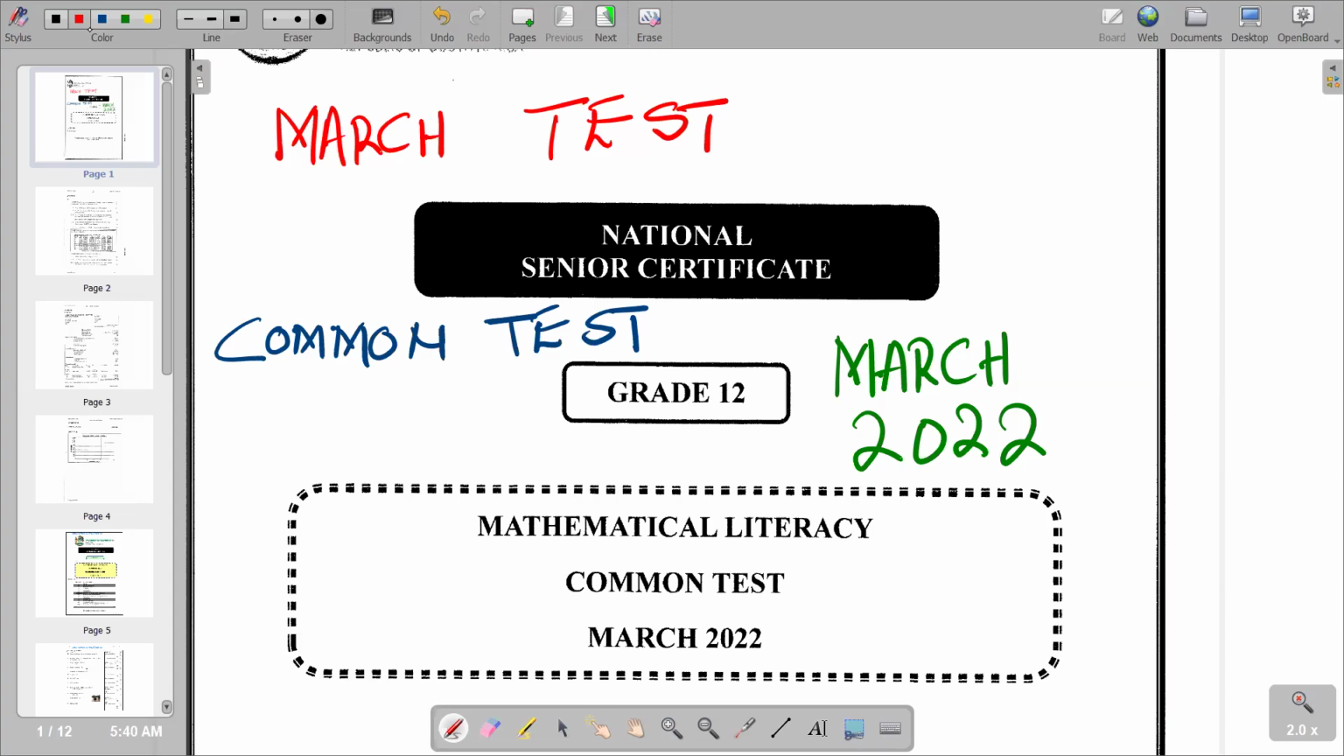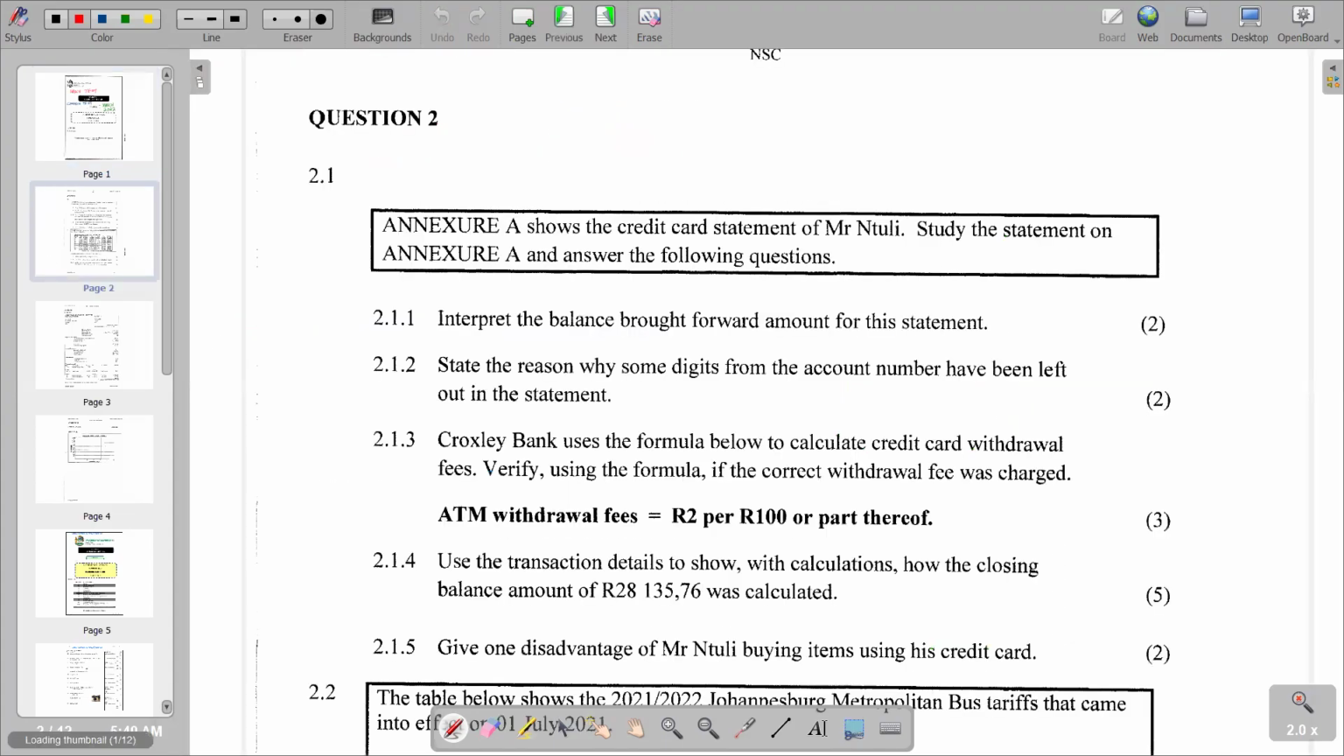In this video, I want to look at a common test of March 2022. So we are going to look at question 2 of that question paper, and we're going to start on 2.1. Our question reads, Annexure A shows the credit card statement of Mr. Mtuli. Study the statements on Annexure A and answer the following question. The first part of the question says, interpret the balance brought forward amounts for these statements.